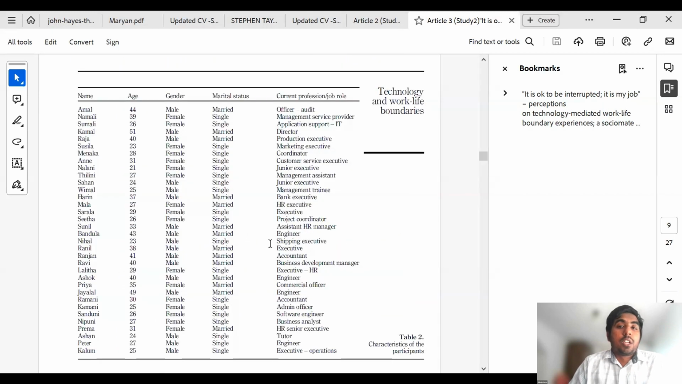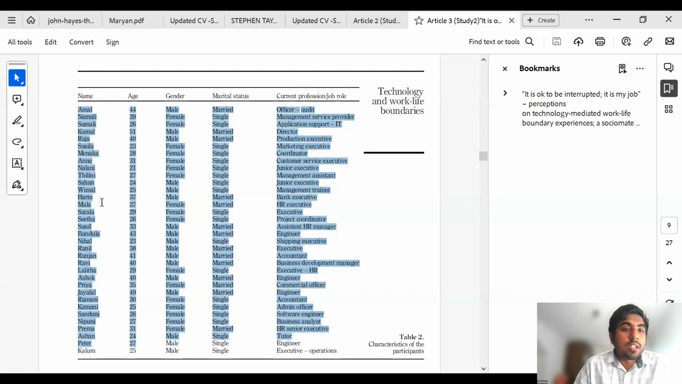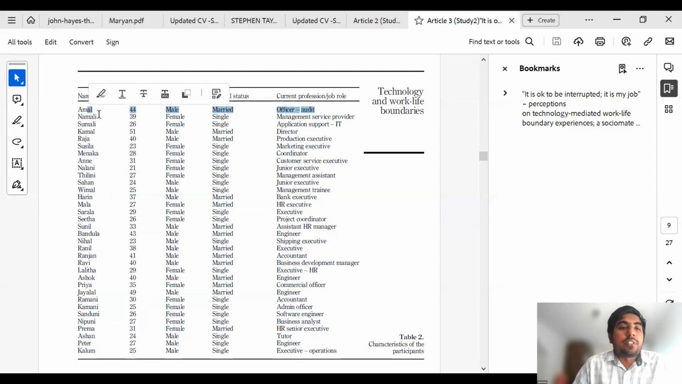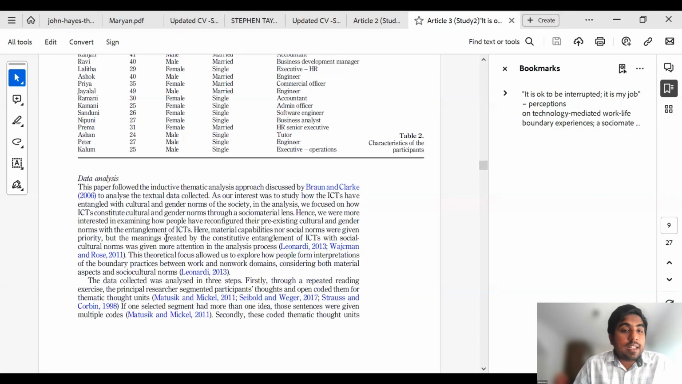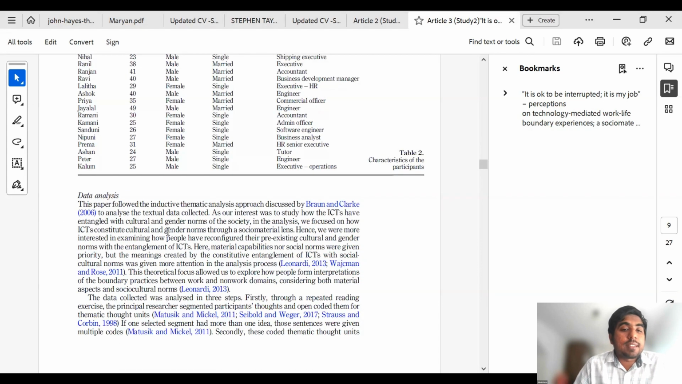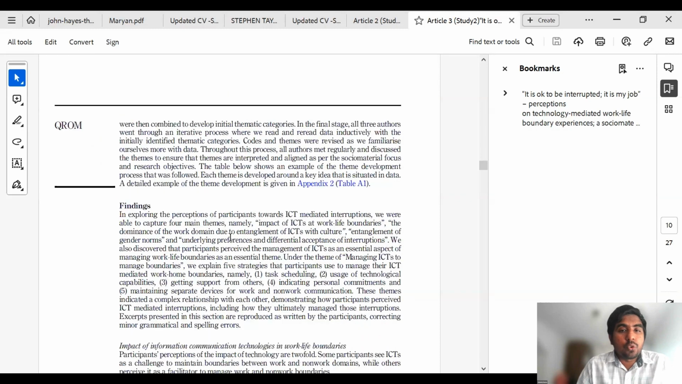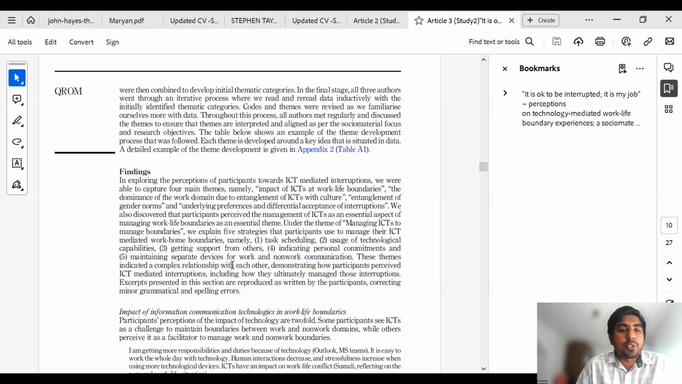Since this is a qualitative paper, you have a smaller number of participants, so you can present them with a table like this, but these names are not real names. We call them pseudonyms. So I have given a name, but it's not the real name of the person, right? And then the data analysis, as I said, in a qualitative paper, you need to explain how you analyze the data. So you have to explain your data analysis process.